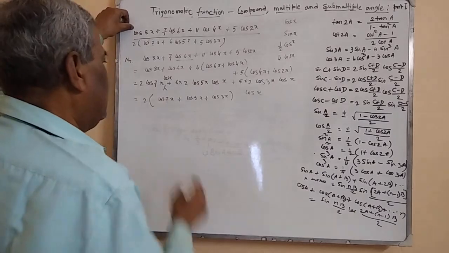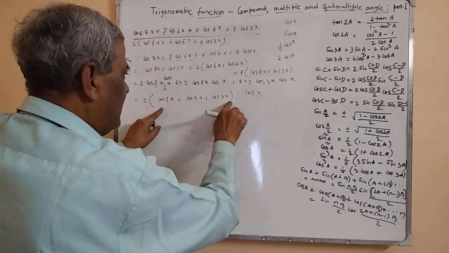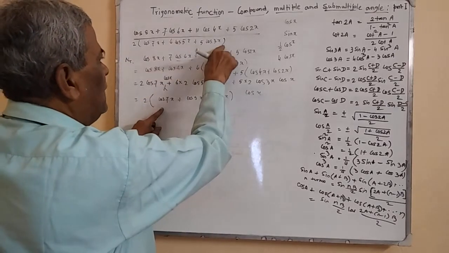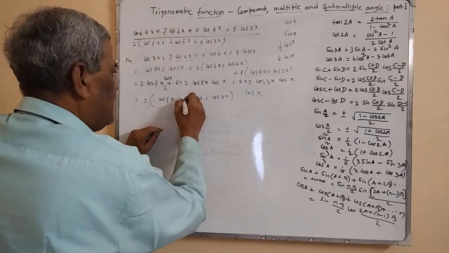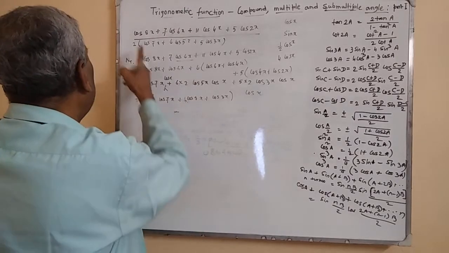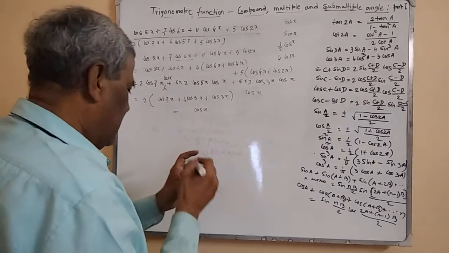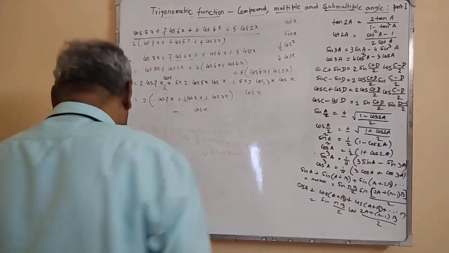So numerator is this: 2 is there and cos x is there and that expression, which is exactly equal to the denominator's bracket. So the answer is, 2 cancels, only cos x left. So the answer is cos x. The first option is correct.